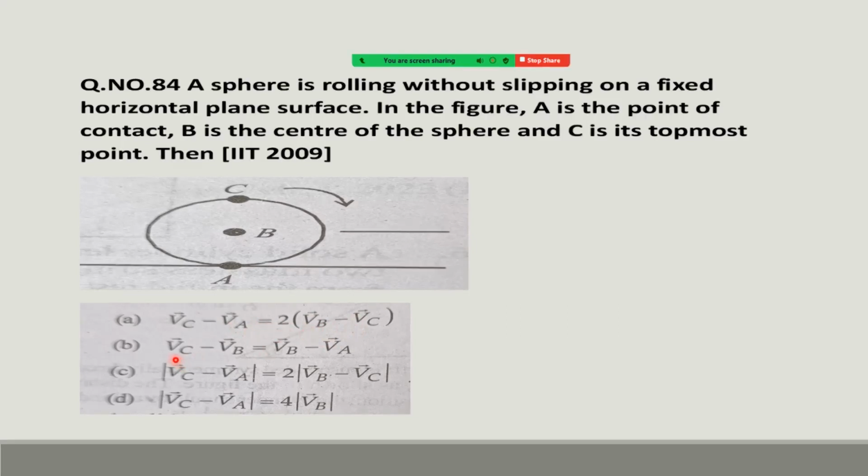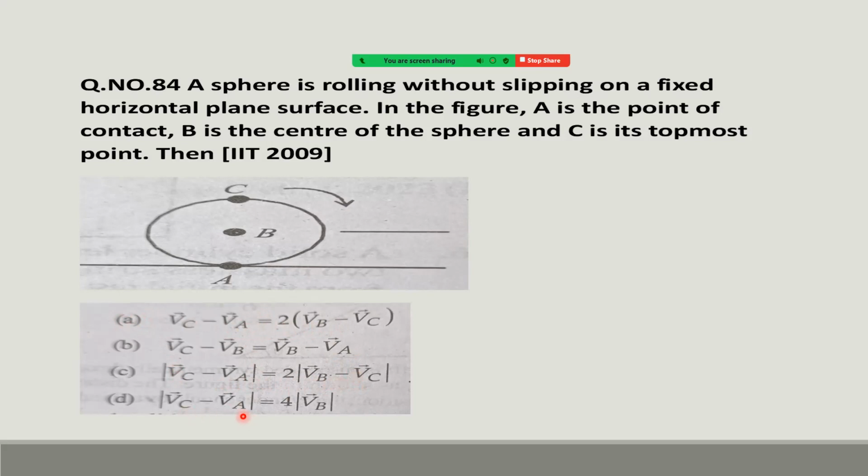Coming to B, VC minus VB means 2VCM minus VCM, that is VCM. VB minus VA is VCM minus 0. This is matching. Option B is correct. Next, VC minus VA is 2VCM, equal to 2 into modulus of VB minus VC. Since it is taken as modulus value, it is correct. So the difference between option A and option C: the modulus values are the same but the direction is not, that's why option A is not correct. But option C is correct because it focuses only on modulus. So B is correct, C is correct.